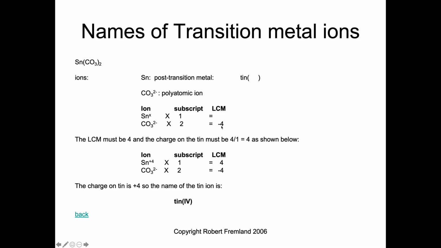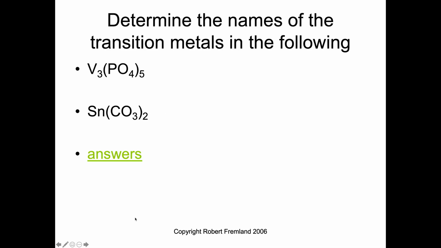That means there's 4 negative charges. That means there have to be 4 positive charges. 4 positive charges come from 1 tin. It means tin must be a +4 ion. Okay? It's a little tricky, but it's not too bad. Most people, the problem they have is not doing it, is that they forget to do it. That's why you got to do those steps.